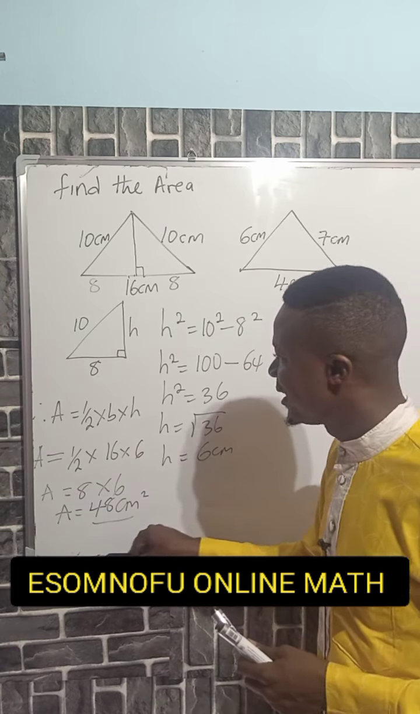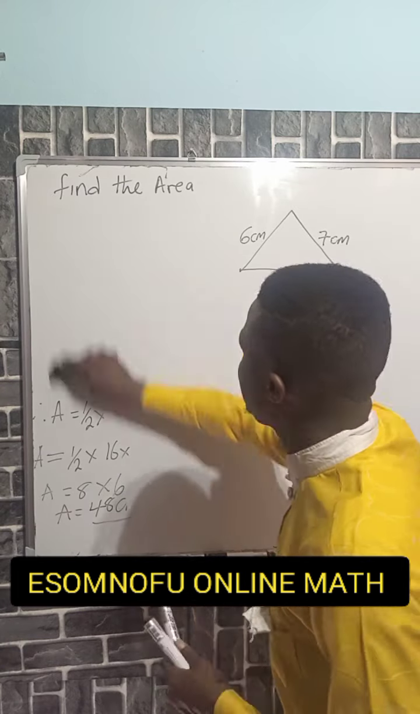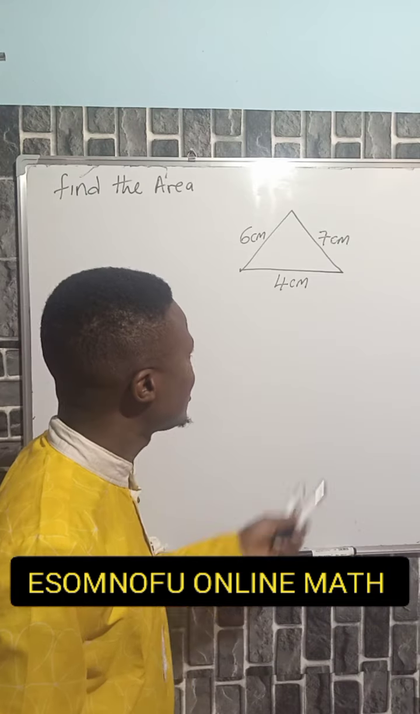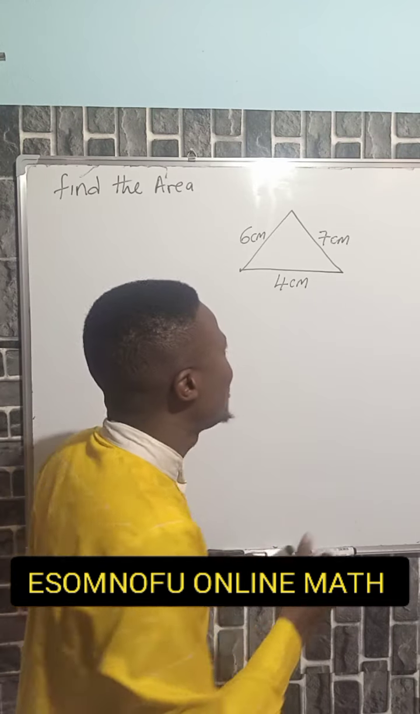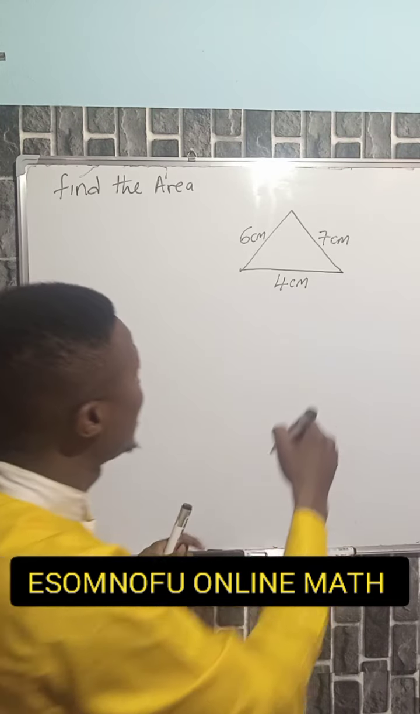So we have to clean here and solve the second one. For the second one, again, it doesn't have any height. You have to bisect.